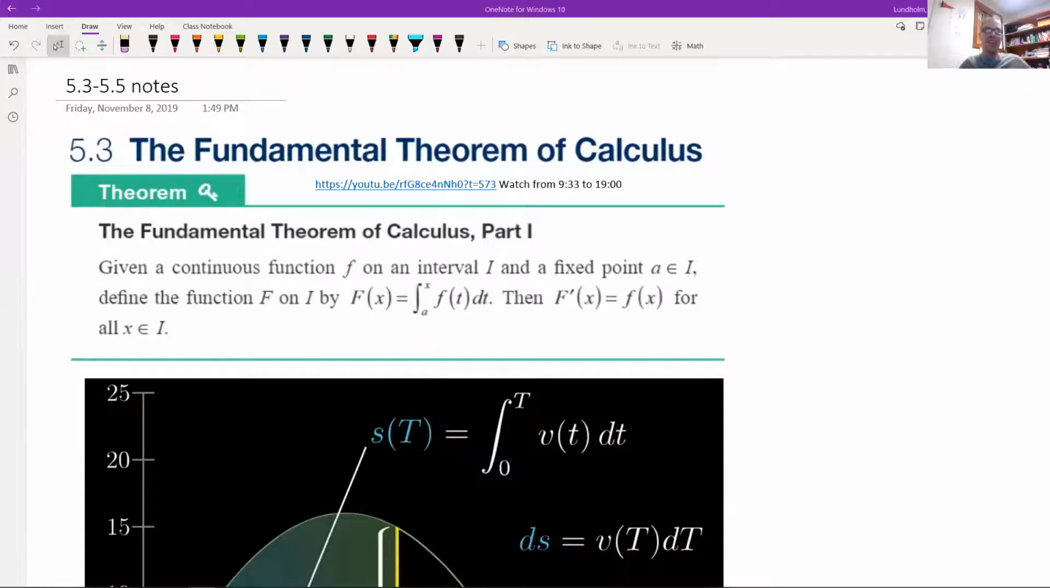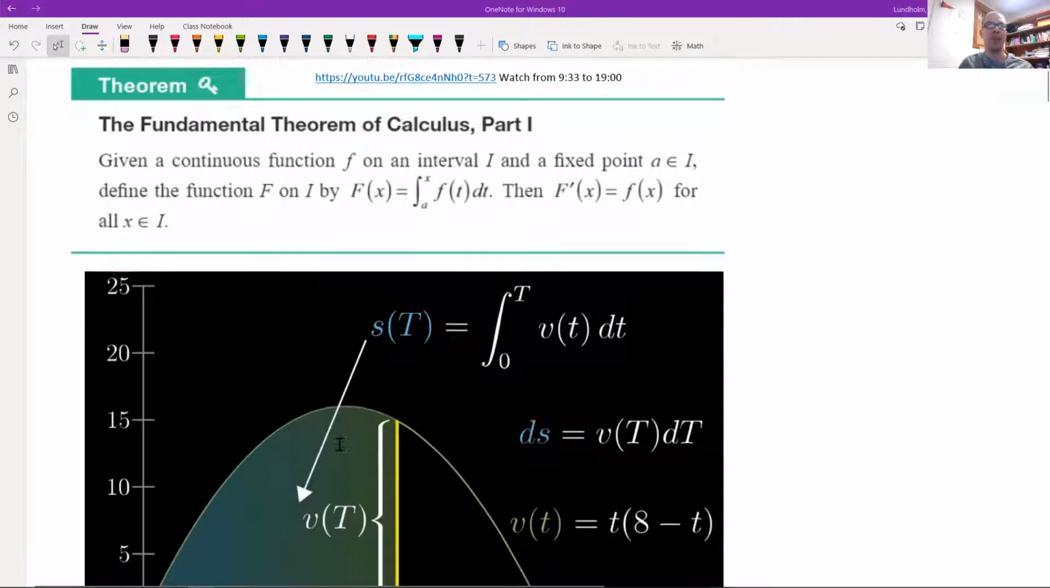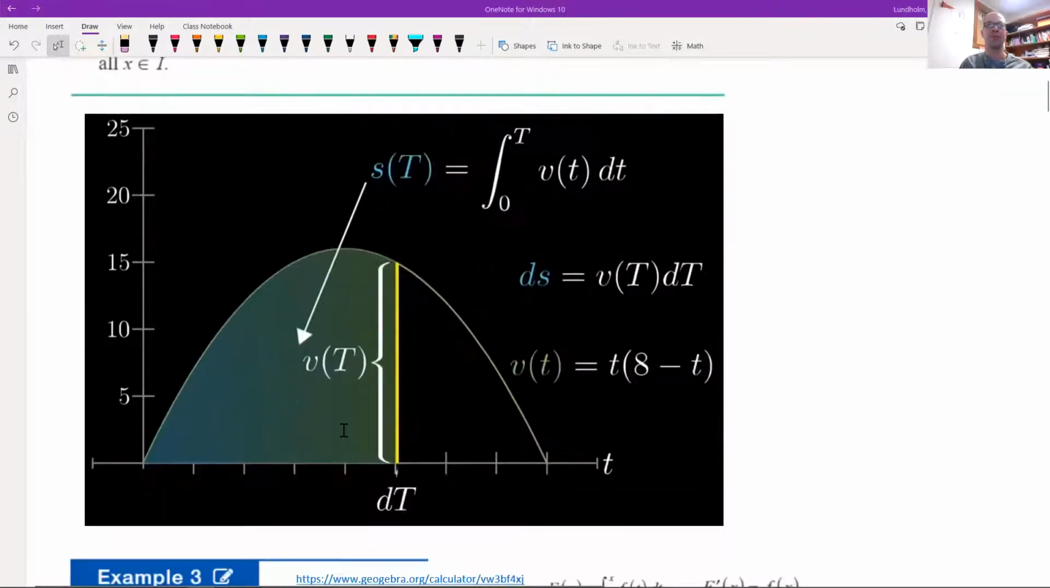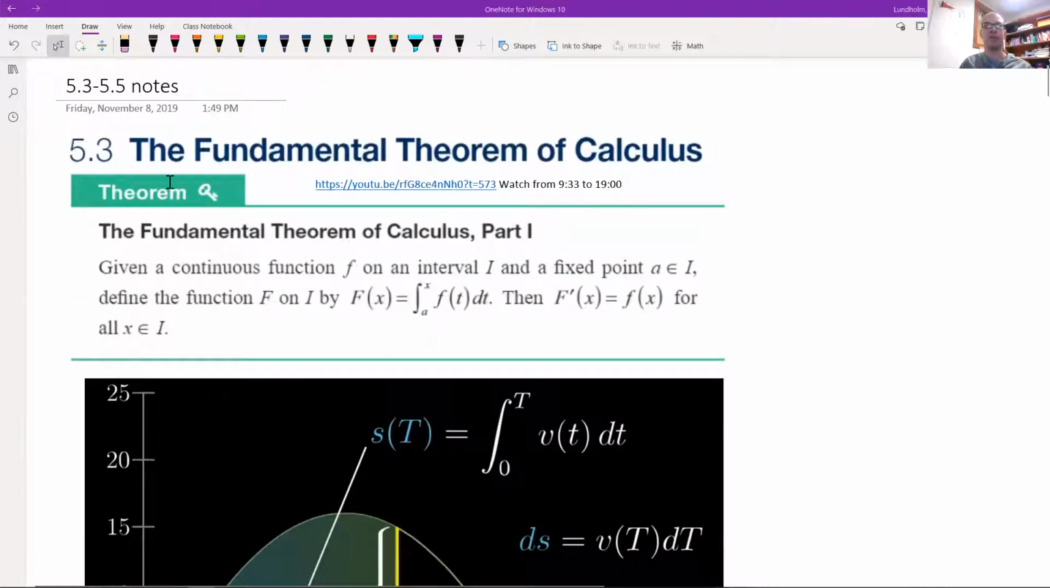Hi, everybody. We're here in section 5.3, which is titled The Fundamental Theorem of Calculus, which means this is going to be important, right? I'm excited to be here. We're going to look through the notes here. You're even going to watch a video, if we've got time, from 3Blue1Brown. It's actually a continuation of a video that we had watched a couple classes ago.